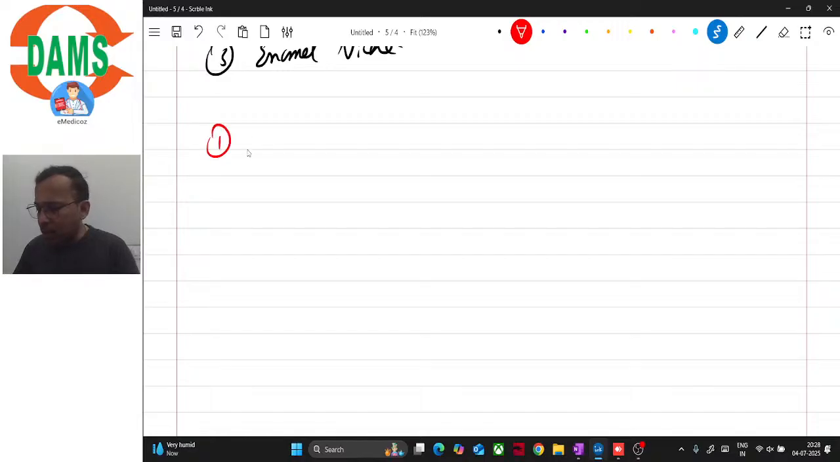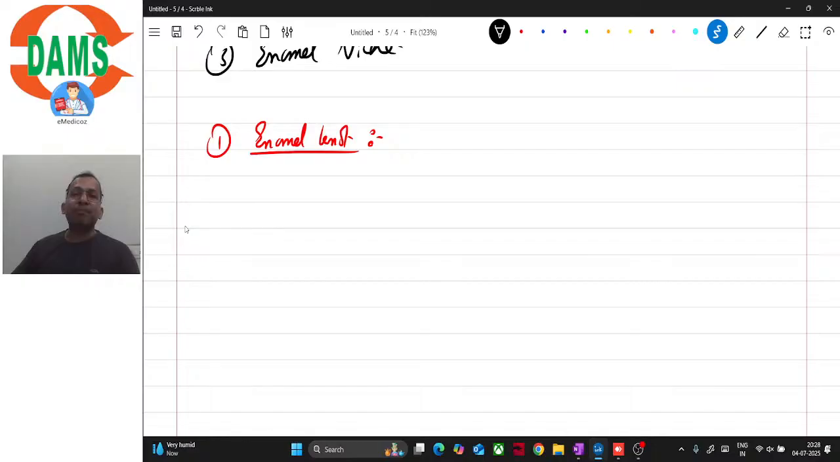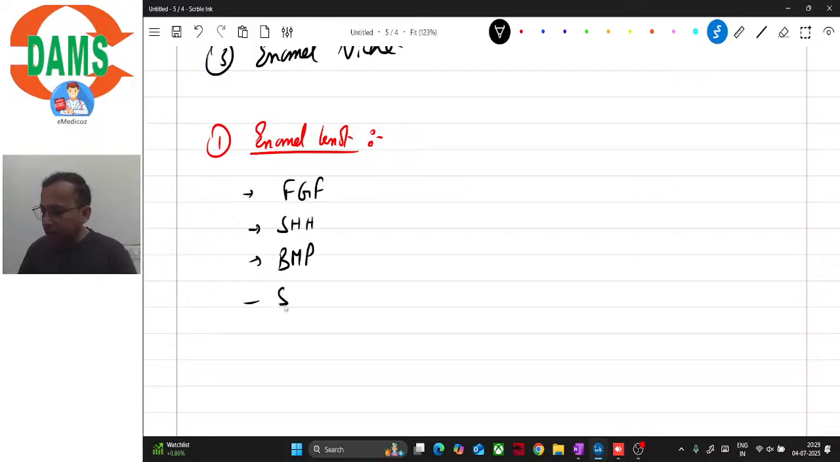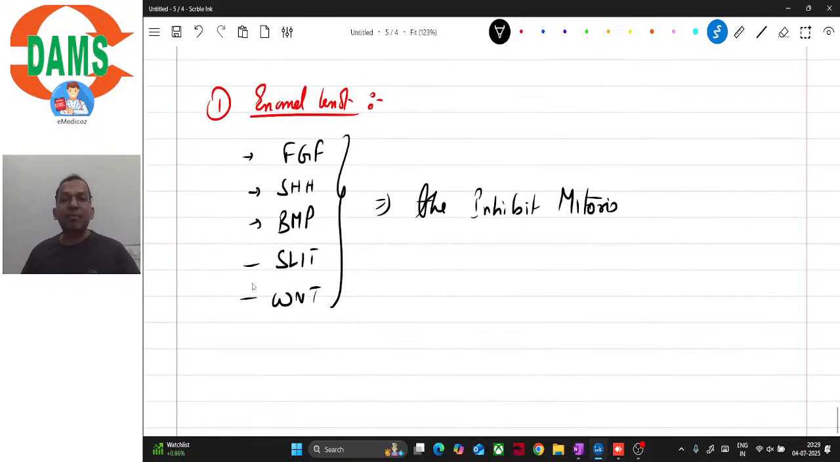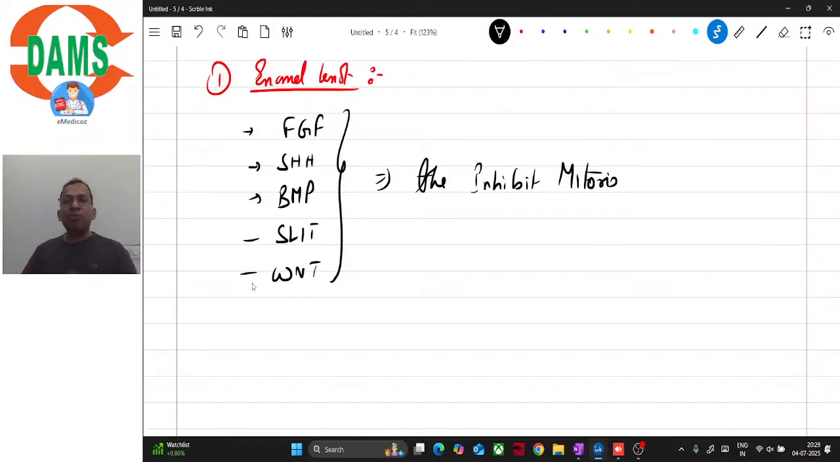So let's first talk about the enamel knot. Enamel knot was considered a temporary structure, but now we consider it as a cuspal organizational center, and it secretes certain factors like FGF, SHH, BMP, SLIT, WNT. So what is the role of these factors? They inhibit mitosis in a localized area and help in the morphological changes, right?